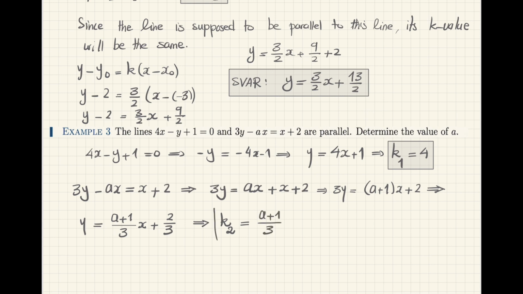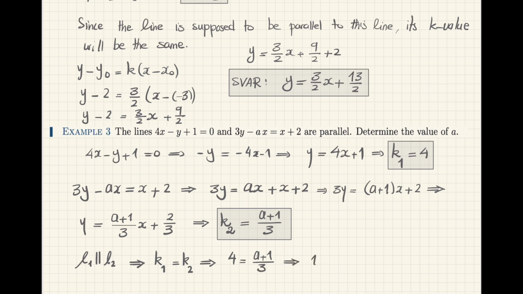But now you want to have these two lines parallel. As you said, we want line L1 to be parallel to line L2. So this implies that the k value 1 should be equal to k value 2. This means that 4 should be equal to a plus 1 over 3. But then you know what to do. You multiply everything by 3 to get rid of the fraction. It becomes a plus 1.